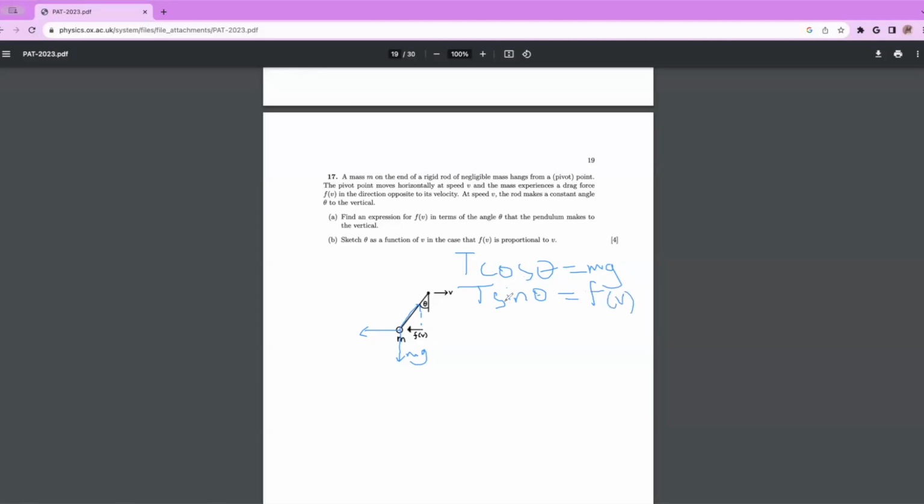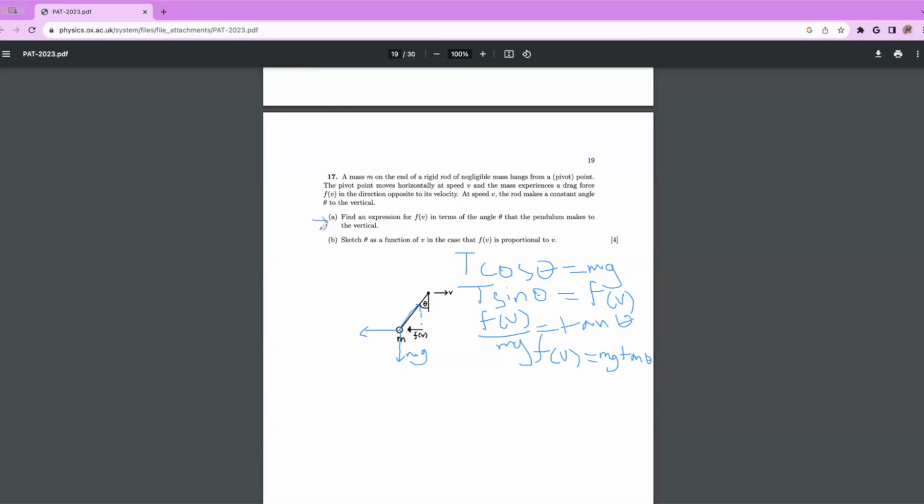And if you divide these expressions, you'll get that Fv over mg equals tan theta, because the factors of T will cancel out and sine over cosine is tangent. So you have that Fv is, this is a very bad way to write it, mg tan theta. Okie dokie. So that's part A.